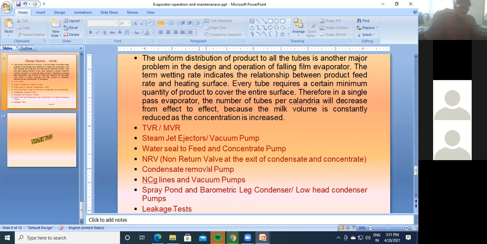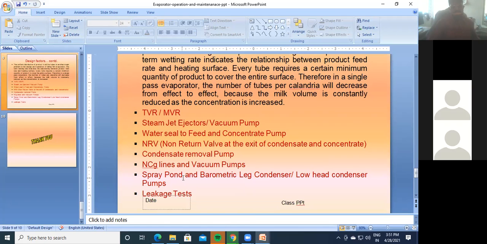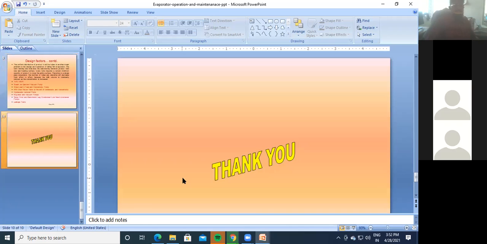MCG lines and vacuum pumps should be efficient. Condensate removal pumps and condenser should be efficient. Spray pond and barometric or low head condenser pumps should work properly. Leakage test should be done properly.